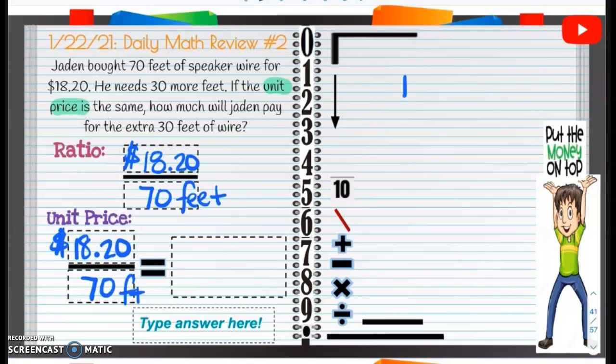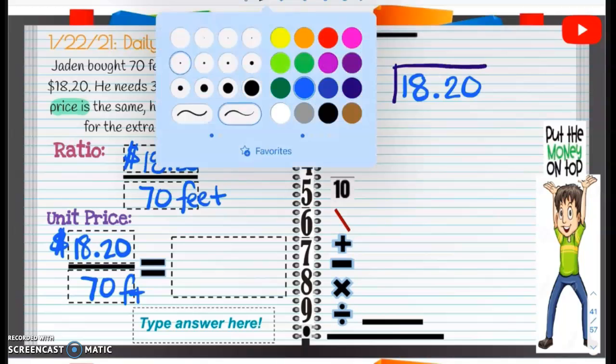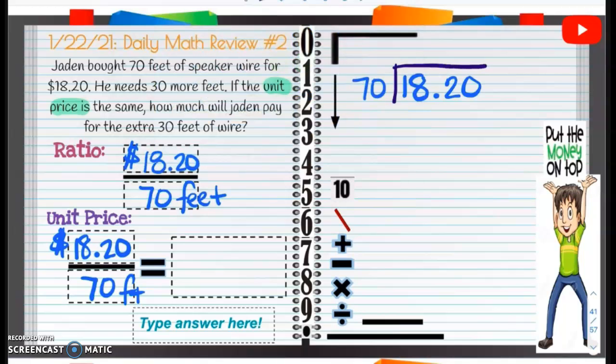All right, so we're going to divide $18.20 by 70. We are going to pop up that decimal point because it's on the inside. There's nothing on the outside here to move over. So can 70 go into 18? No, so we have to put that 0 there. Can 70 go into 182? Yeah, I think it can go in 2 times. 70 times 2, 7 and 7 is 140.